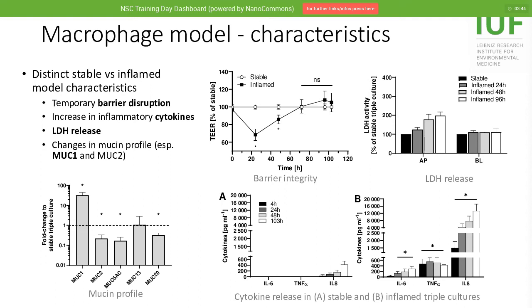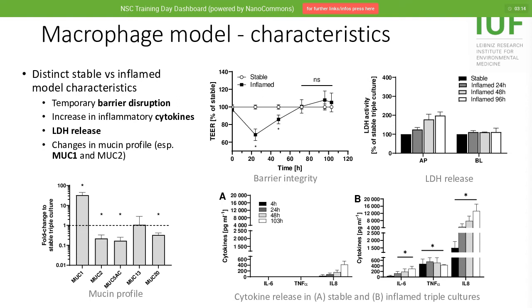At the bottom row, we have a very particular mucin profile, most notably a significant reduction in mucin 2 and mucin 5AC, as well as a very substantial increase in mucin 1. What is interesting about this mucin profile is that it's relatively comparable to the mucin profiles in patients with inflammatory bowel diseases, where you also see an incredible increase in mucin 1.